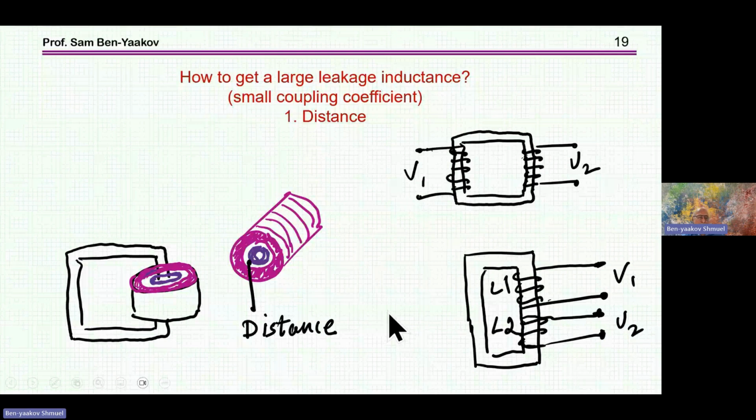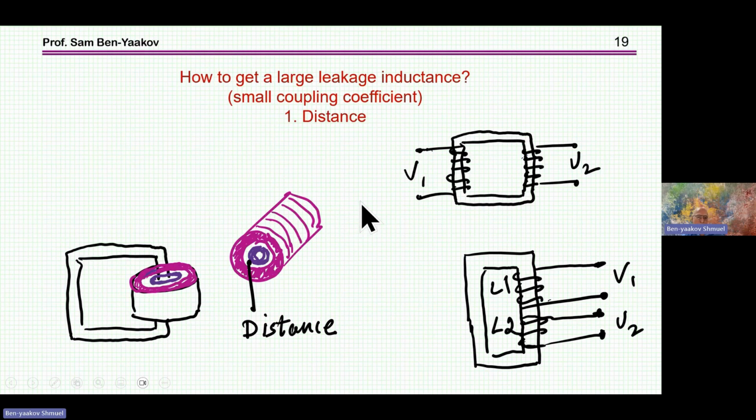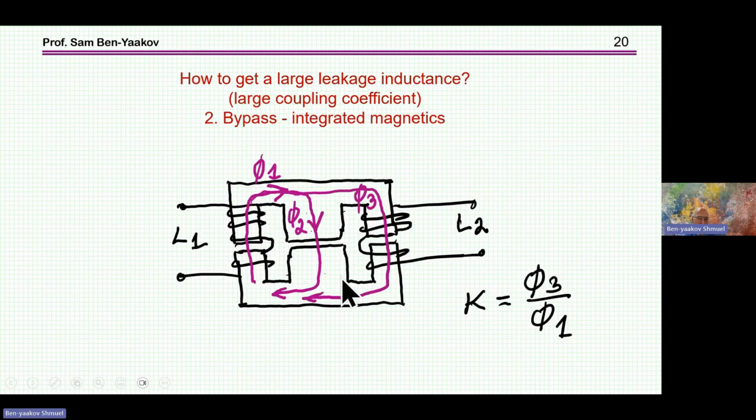But all these bring about a fairly small amount of leakage, that is, the coupling coefficient is still fairly high, and here we like to have a small coupling coefficient, a large leakage. And the way to do it is to have a bypass, okay? So we have a structure like this. It can take various configurations, or an alternative way of doing it.